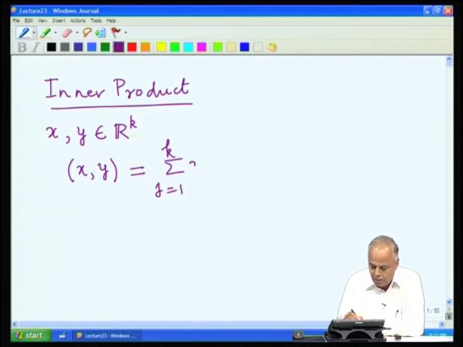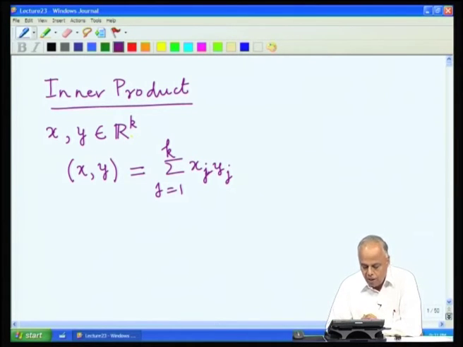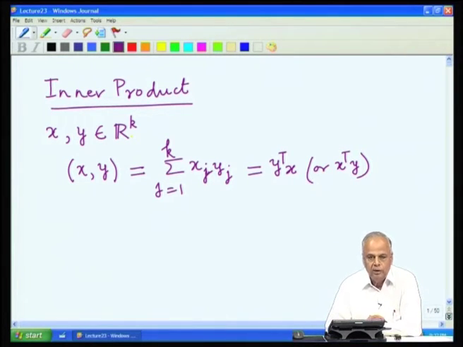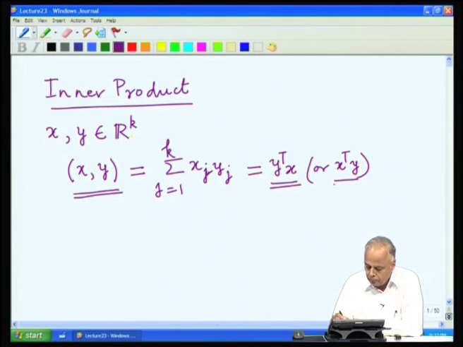the product of the components, which is just the generalization of the notion of the dot product we had when we were dealing with vector calculus in 2 and 3 dimensions. This can also be written as y transpose x or x transpose y, all of them mean the same thing. So, from now on when we say inner product, we will be either denoting it by x comma y, or y transpose x, or x transpose y, and all of them mean the same thing, the sum of the products of the components.